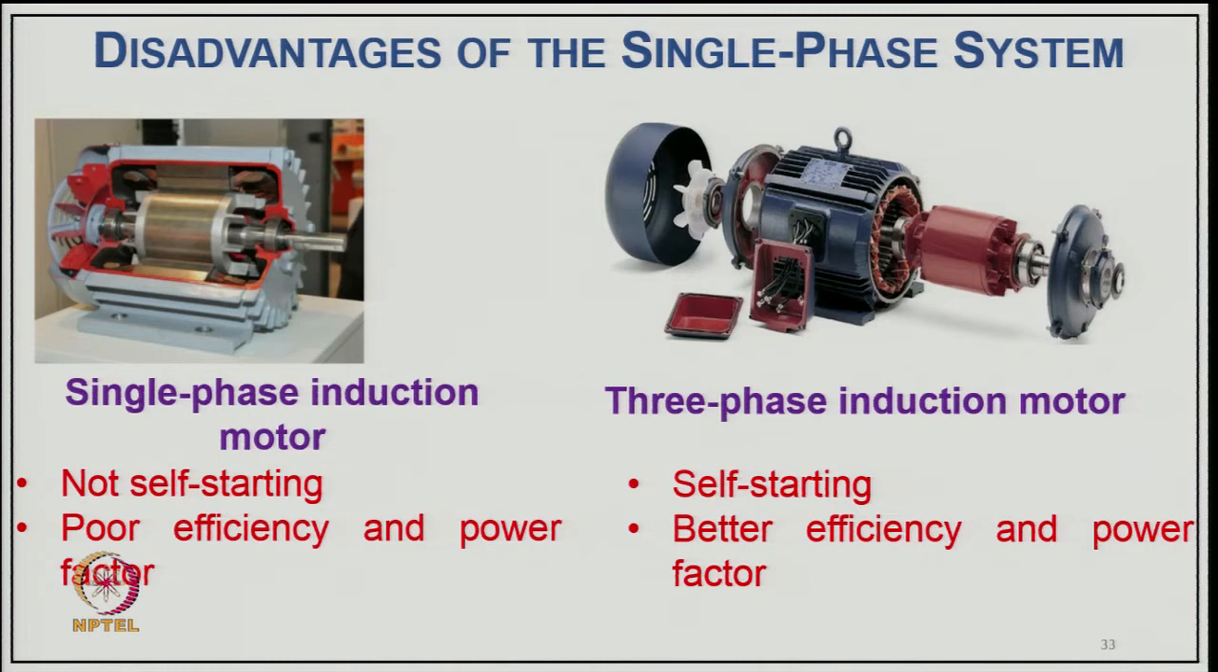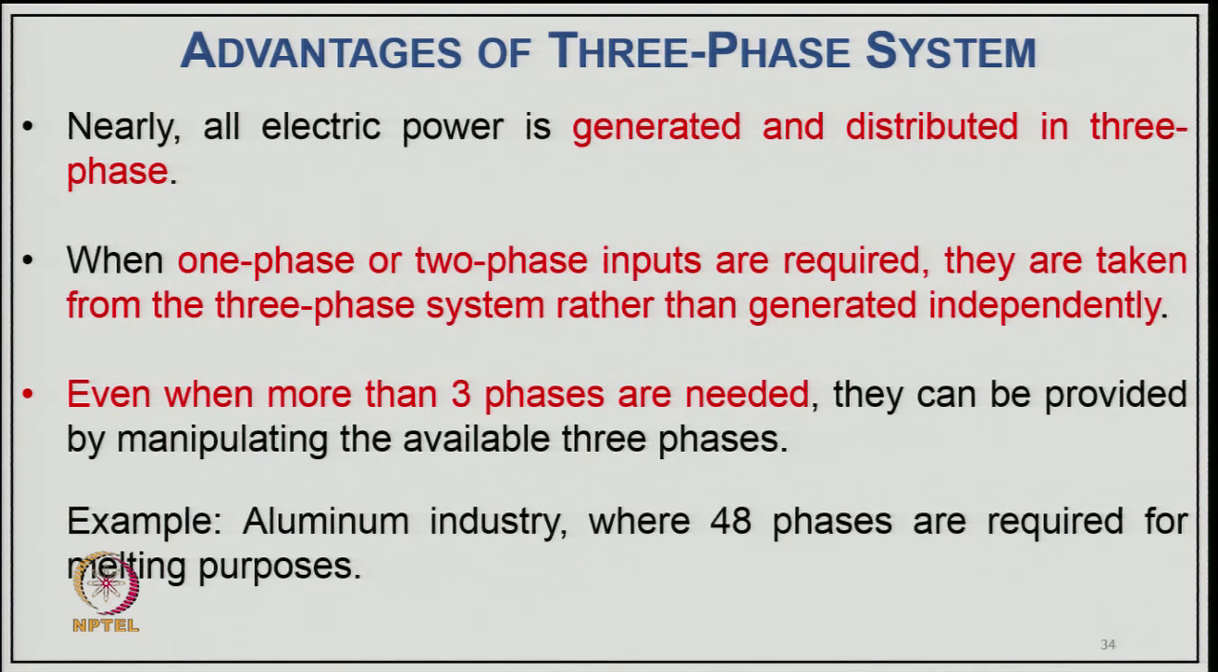So you can see the single phase motor is not self starting, and it has a poor efficiency and power factor. Our 3 phase induction motor is self starting, you have a rotating magnetic field because of the 3 phases, and you have a better efficiency and power factor. So these are some of the advantages because of which we adopted the 3 phase supply system. Nearly all electric power is generated and distributed in 3 phase, and when 1 phase or 2 phase inputs are required, they are taken from the 3 phase system rather than generated independently.